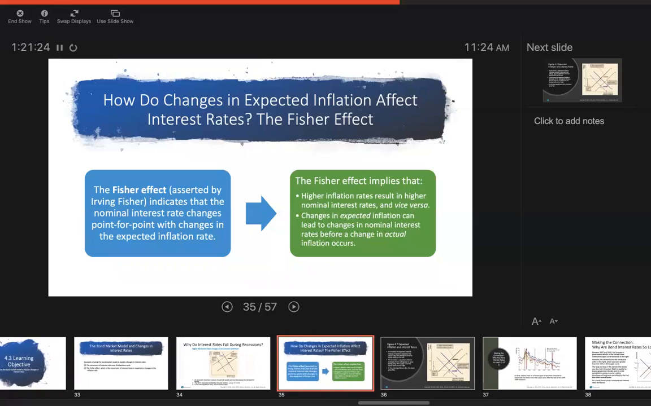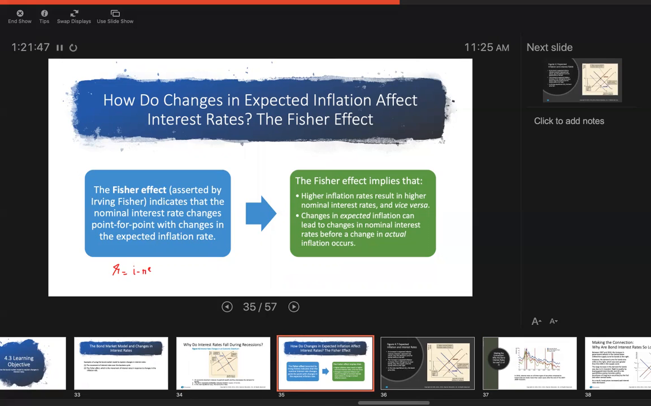we can use the same model to explain the Fisher effect. Okay, the Fisher effect, again, remember, it's just this equation. The real interest rate R is equal to the nominal interest rate I minus the expected inflation π^e.